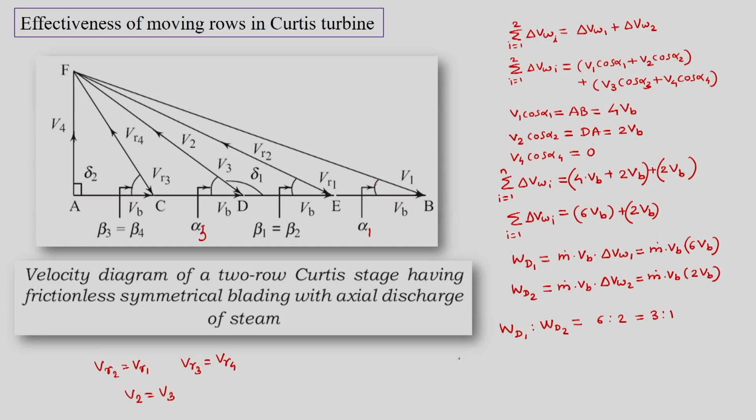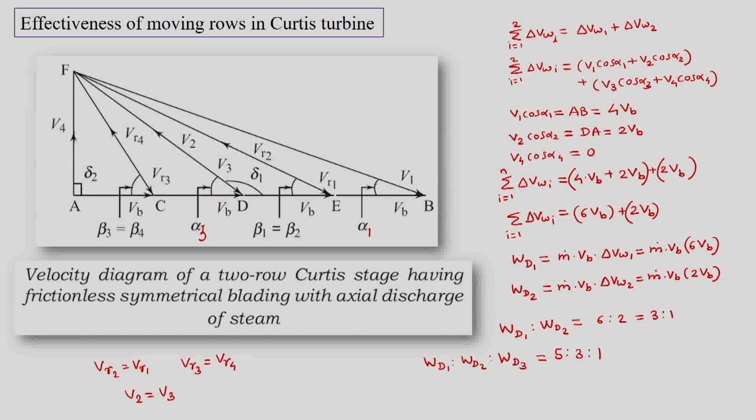Now if, instead of 2 stages, we would have 3 stages, then we can prove that Wd1 is to Wd2 is to Wd3 is 5 is to 3 is to 1. So there is a total of 9 units of the work.